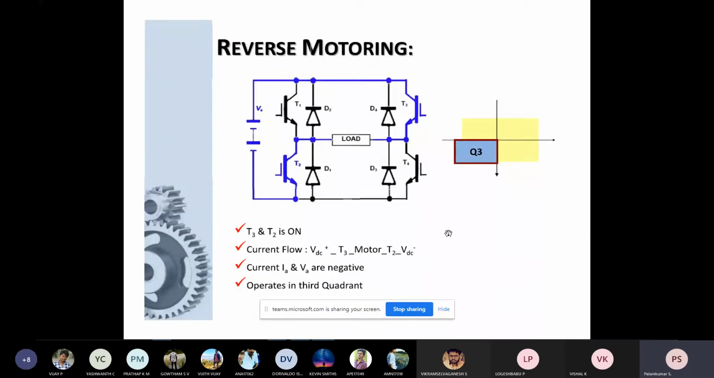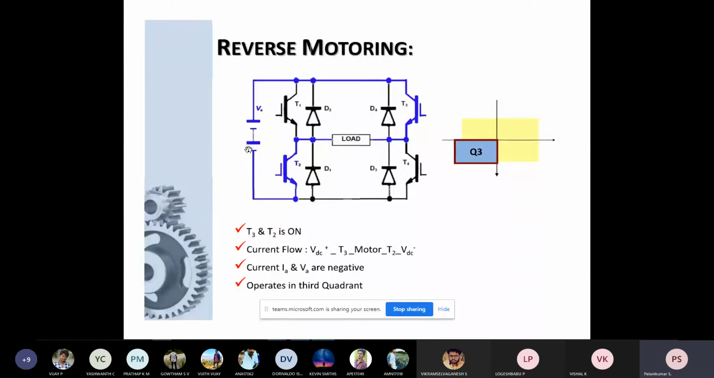Next, reverse. During the reverse motoring operation, I want to operate the motor in the reverse direction. That means I have to give the duty ratio to T3 and T2; these two devices have to be engaged. Current flows from VDC to the T3 device, from T3 to the load, and from the load to T2. Now the circuit is closed.